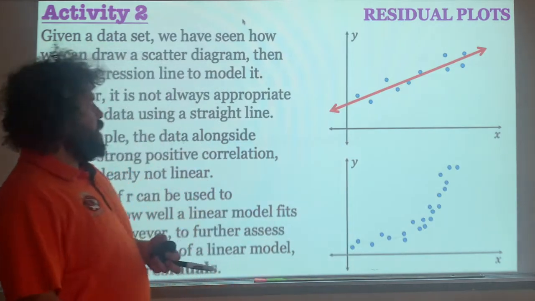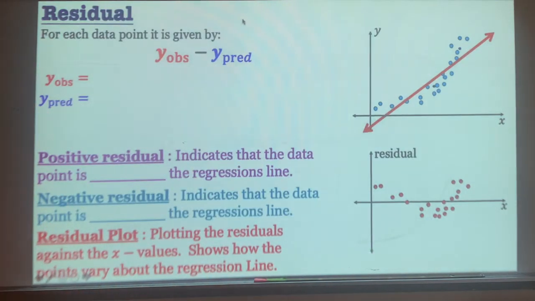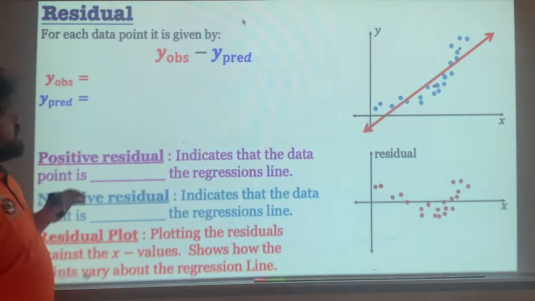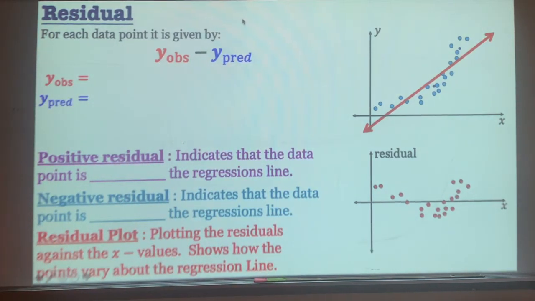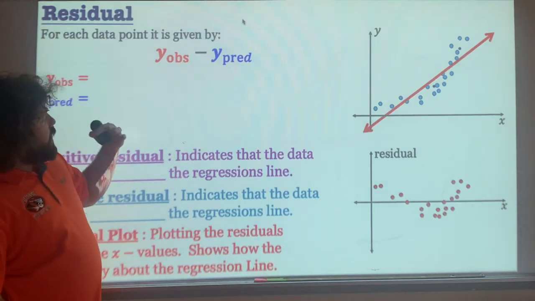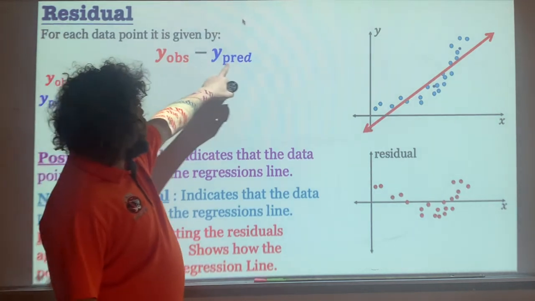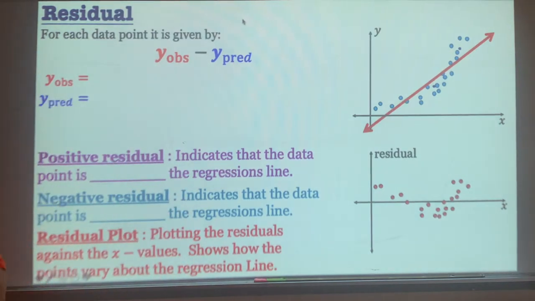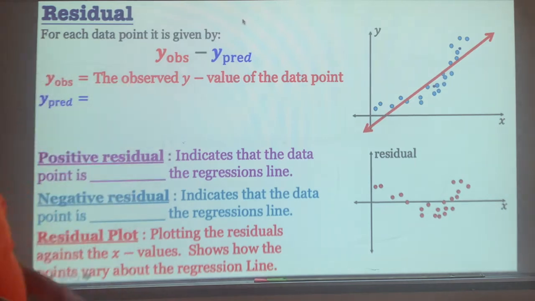Okay. Now the way to find this is by actually finding out where the residuals are. This right here is the one that was in the bottom right before. Here's what a residual is. It states that for each data point, the residual is given by Y obs minus Y pred. What do you think Y obs stands for? That is the Y value that's observed of the data point.